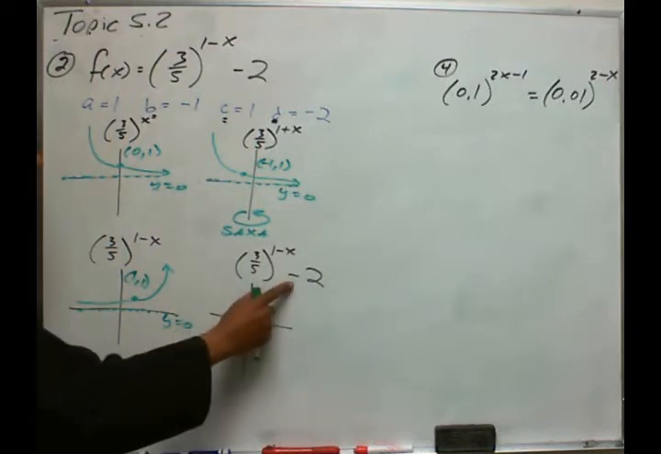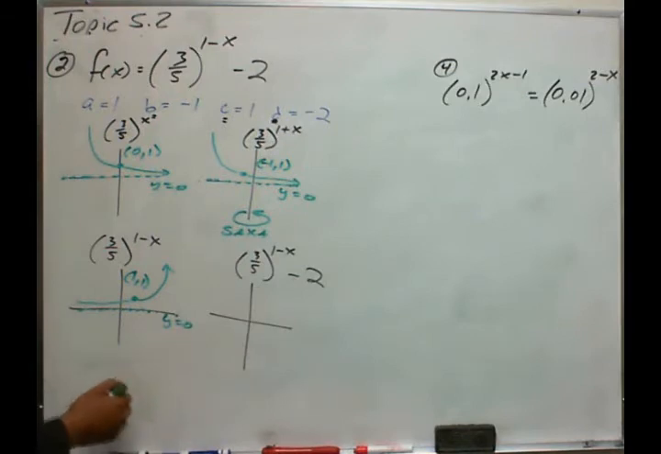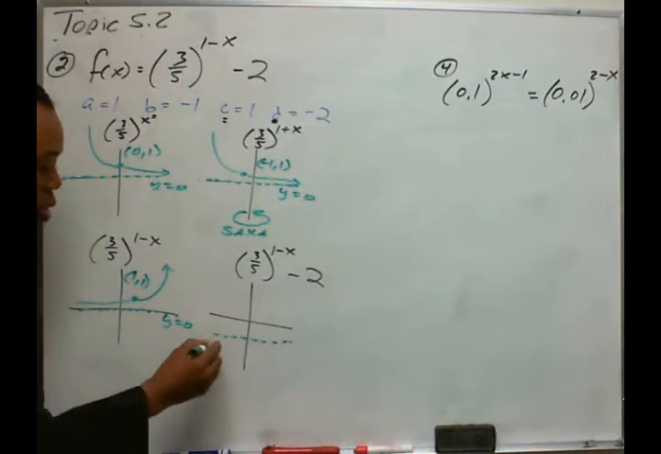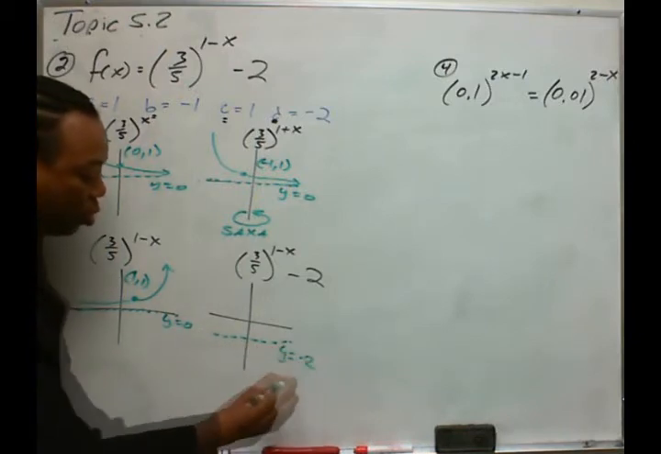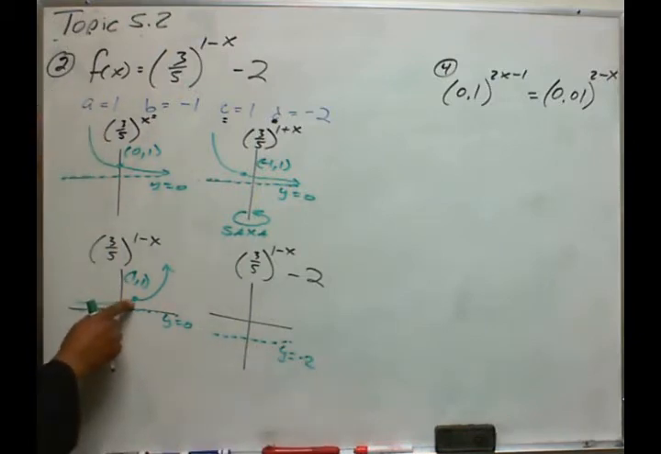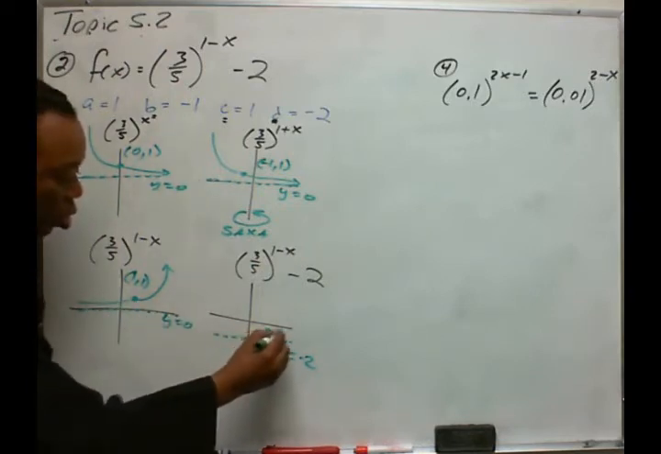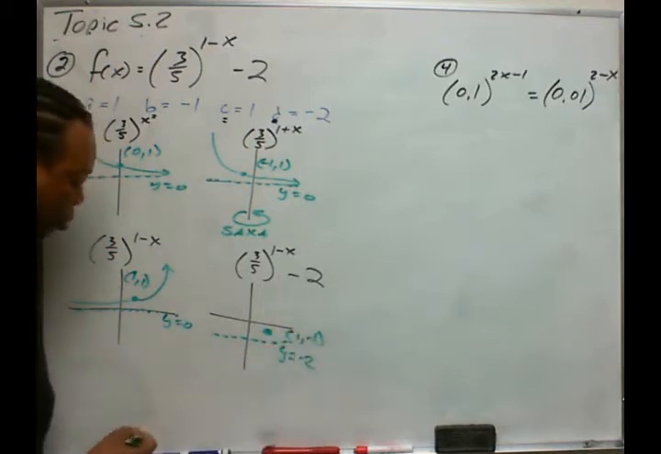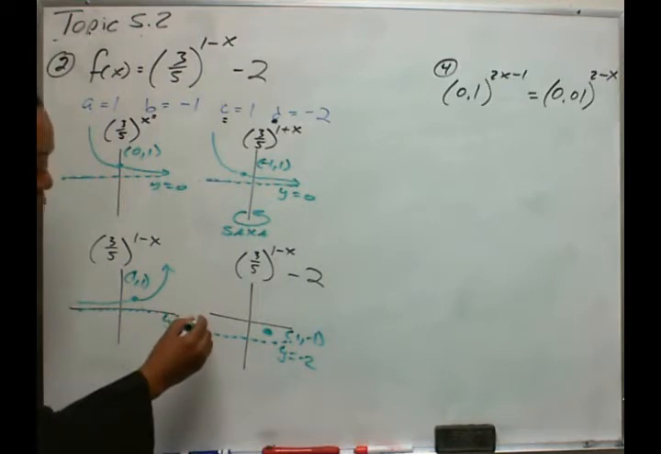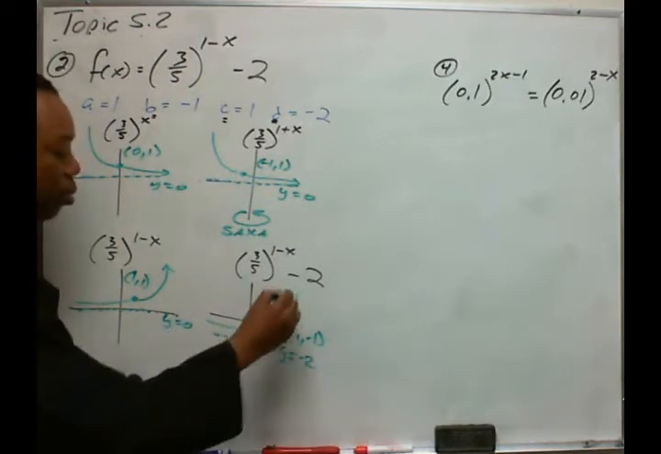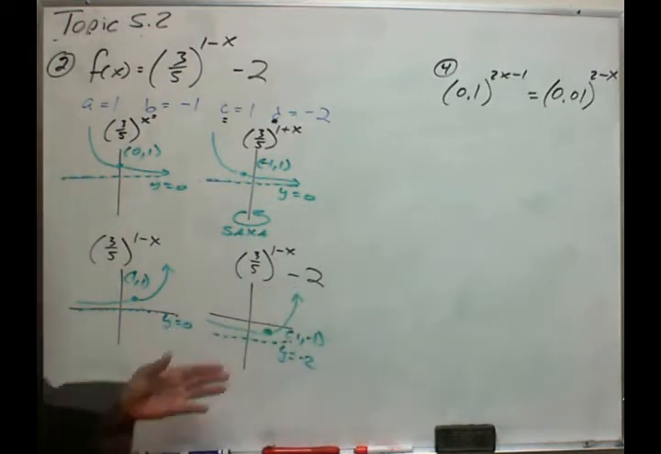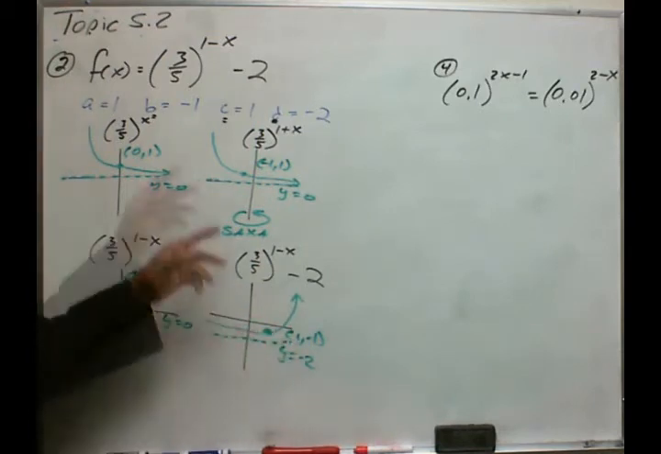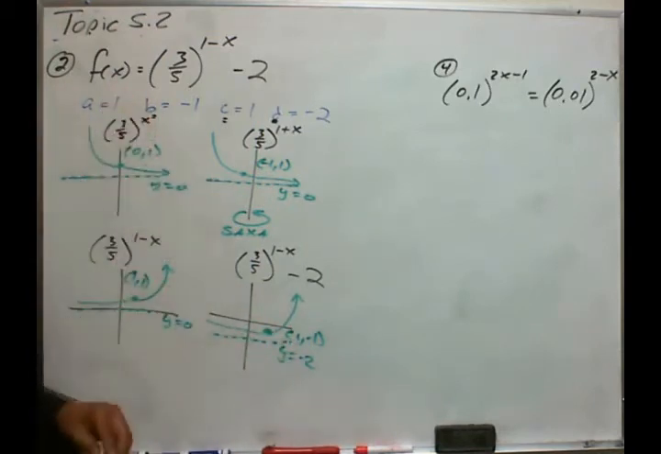And finally, the -2 here moves everything down twice. So my horizontal asymptote goes from y equals 0 to y equals -2. My point here, which is -1, 1, moves down twice to the point -1, -1, and the orientation of the graph is still the same. Okay, so these are the three pieces that need to be shown for graphing f.